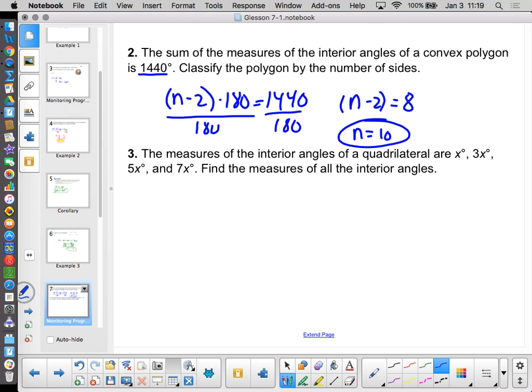So be careful. The most common mistake that's made here is that students get 1440 divided by 180 equals 8, and they quit. Forgetting that's not the number of sides. It's the number of sides minus 2.